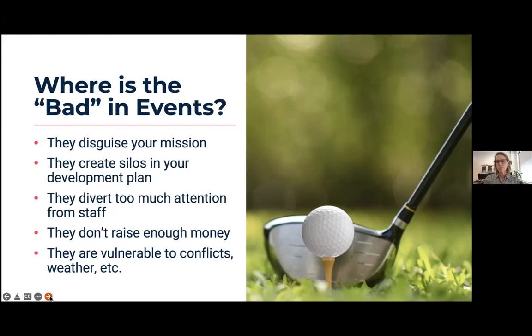Many times, the financial payoff is not as significant as perhaps it should be for the amount of time invested. And they're, of course, vulnerable to conflicts or crazy times, as we've been through over the last couple of years. So events are an important part of a development plan when they're done strategically as part of a broader strategy. But making sure that we avoid these challenges is critical to the health of the development operation and, quite frankly, the sanity of your team.